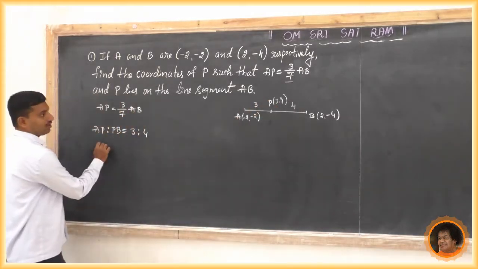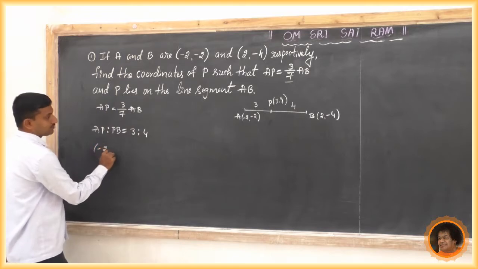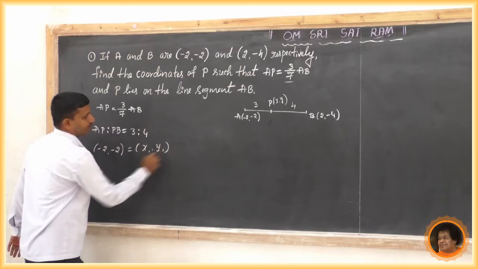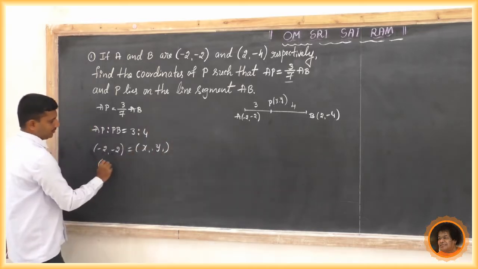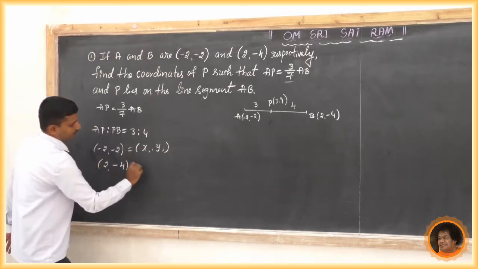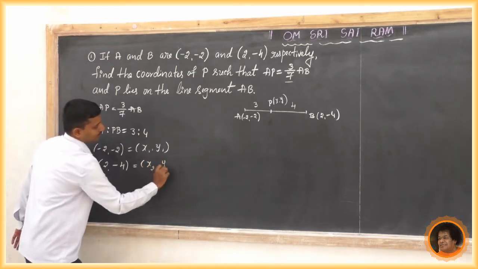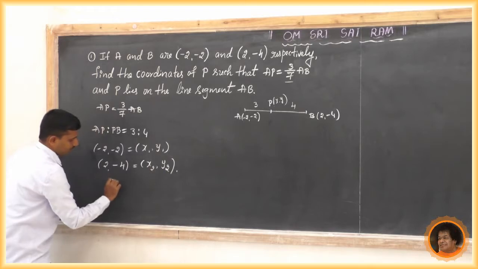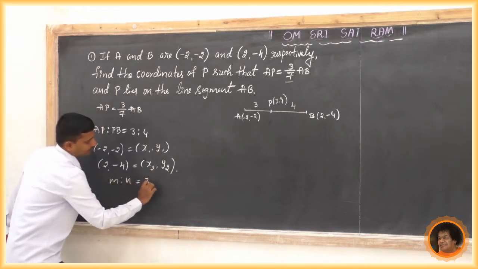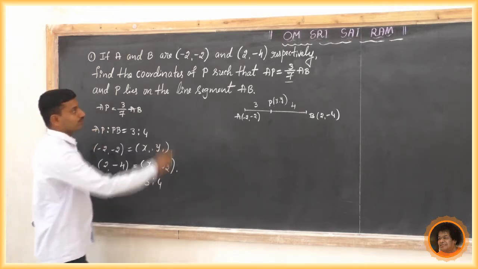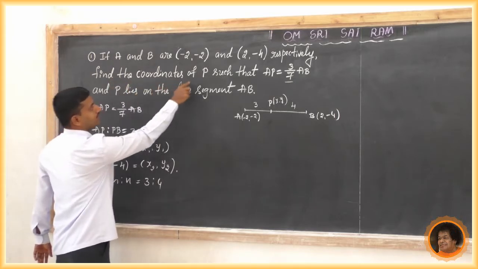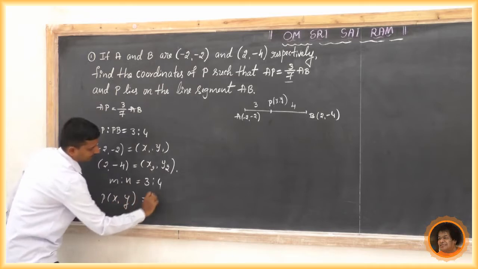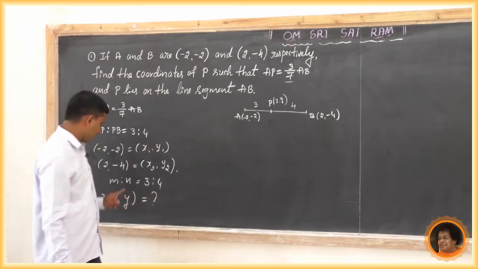So, let the first coordinate point (-2, -2) be x1, y1, and the second coordinate point (2, -4) be x2, y2, and the ratio also given 3 is to 4. So, m is to n equal to 3 is to 4. So, we have to find the coordinates of the point P of x, y.